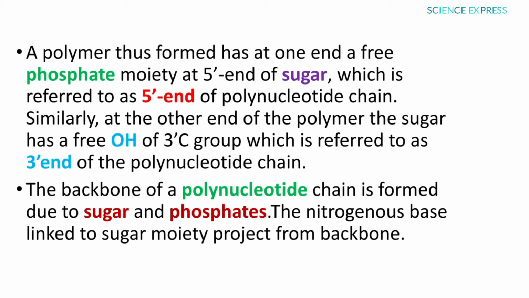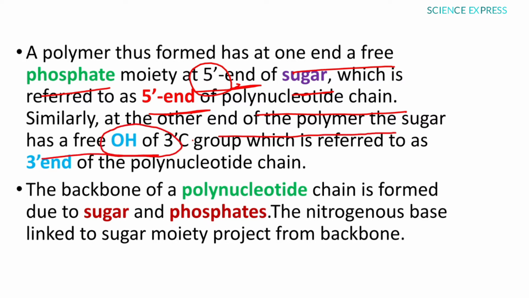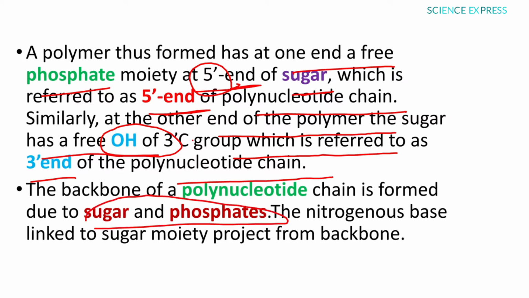Now, a polymer thus formed has at one end a free phosphate moiety, that is the 5' end of the sugar, which is referred to as the 5' end of the polynucleotide chain. Similarly, at the other end of the polymer, the sugar has a free hydroxyl group, which is referred to as the 3' end of the polynucleotide chain. The backbone of the polynucleotide chain is formed by sugar and phosphate, and the nitrogenous base linked to the sugar moiety projects from the backbone.